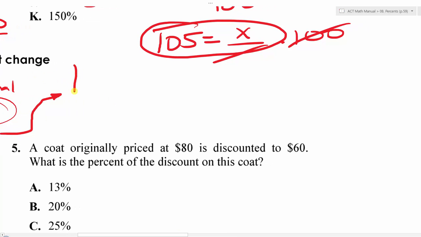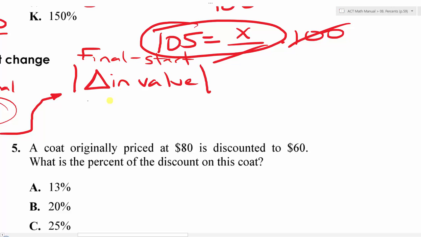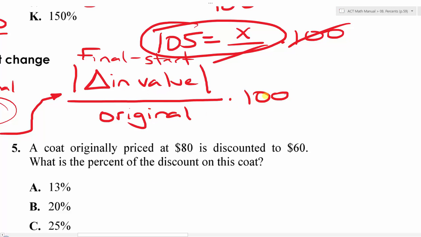It is the change in value, which I'm just going to write as change in value, and I'm going to put that in absolute value. Keep in mind, change in value is also final minus start. It's another way of writing change in value. This symbol, this delta, means change, in case you didn't know. So the change in value over the starting value, or the original value, times 100. This formula will give us the percent change, the increase or the decrease.